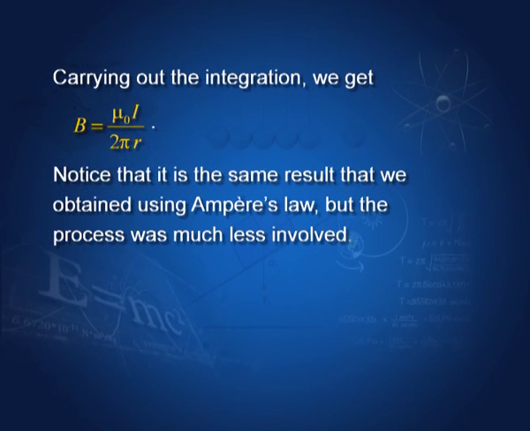Carrying out the integration now, the integral of minus sin theta is cos theta, from pi by 2 to 0. So, we get this result: B is equal to mu 0 I by 2 pi r.